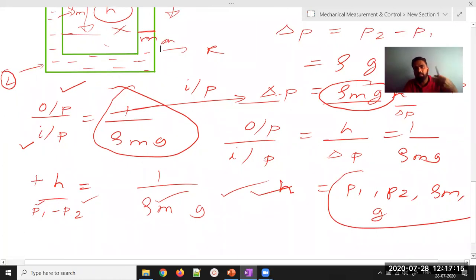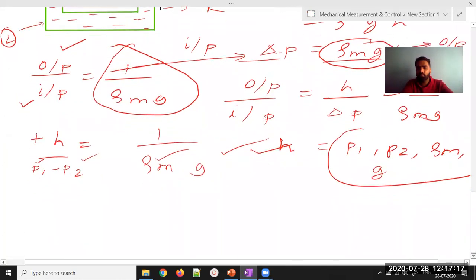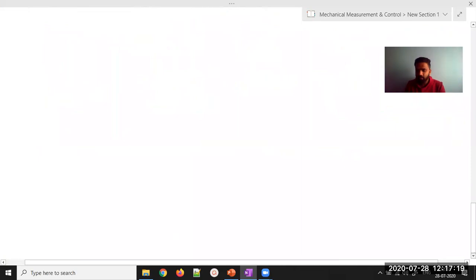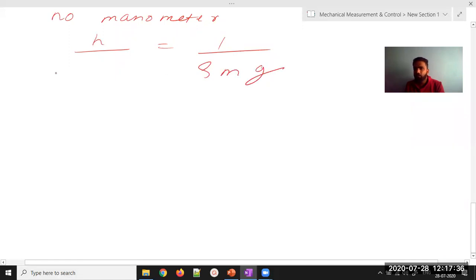It might be something which is unrelated to types of input. You might feel that it is unrelated, but I hope you will understand within due course of time. What I am trying to explain is, even though I am having no manometer, if I am very sure that this value only depends upon rho m and G, and P1 and P2 are known, I can find H directly.